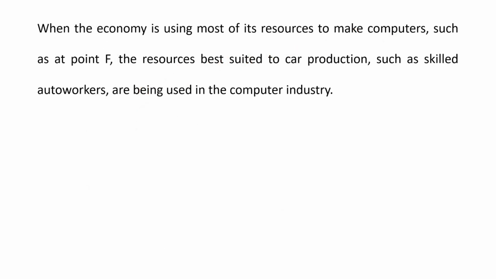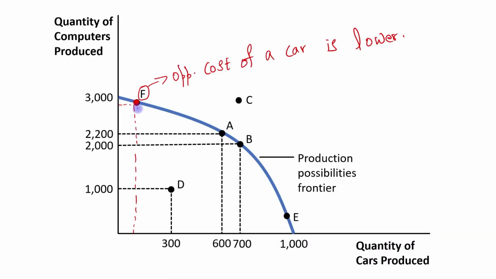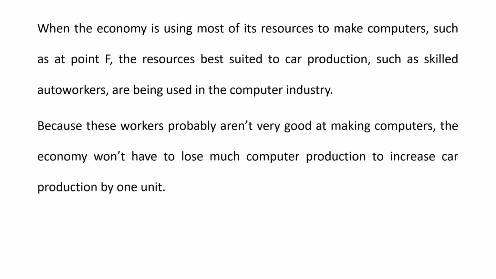When the economy is using most of its resources to make computers, such as at point F, the resources best suited to the car production, such as skilled auto workers, are being used in the computer industry. तो अगर हम इस पॉइंट F पर देखें, the economy is producing many computers, that means कुछ ऐसे रिसोर्सेज जो कार प्रोडक्शन में अच्छे हैं but वो भी अभी कंप्यूटर इंडस्ट्री में ही काम कर रहे हैं to make more and more computers. Because these workers probably aren't very good at making computers, the economy wouldn't have to lose much computer production to increase car production by 1 unit.